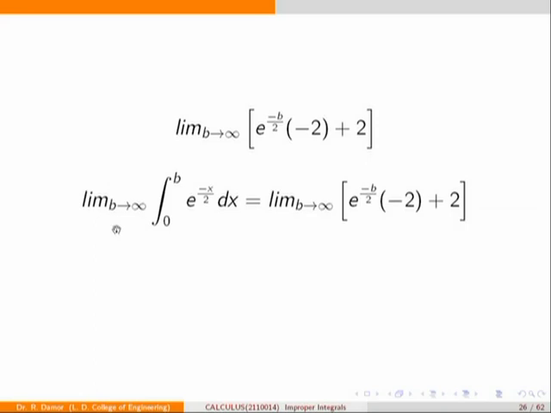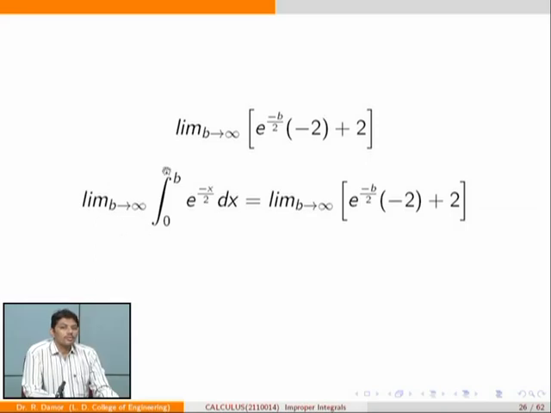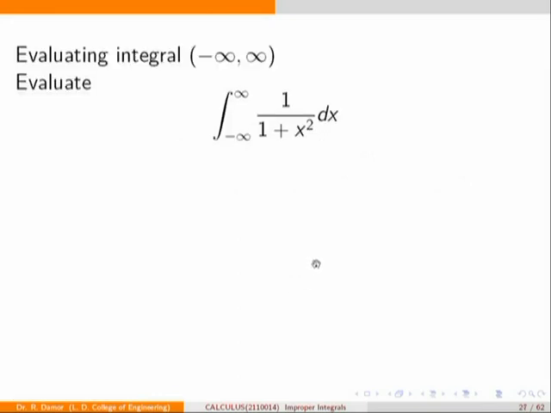So my improper integral from 0 to infinity of e raised to minus x by 2 dx can be rewritten in this form, and this is equal to 2. Okay, so the area bounded by this curve e raised to minus x by 2 in the first quadrant is equal to 2, and this is a finite limit. So this integral is convergent and the area is 2.